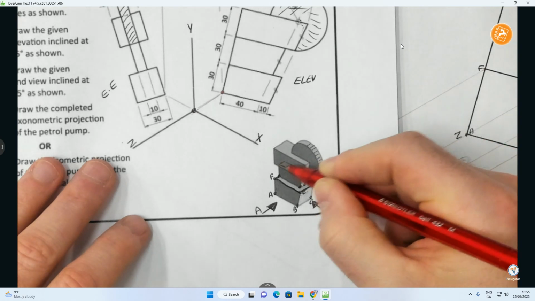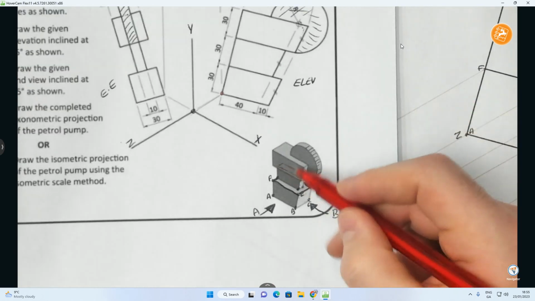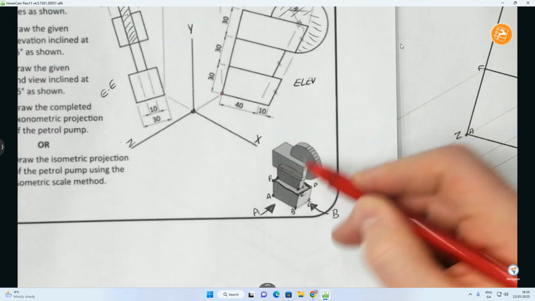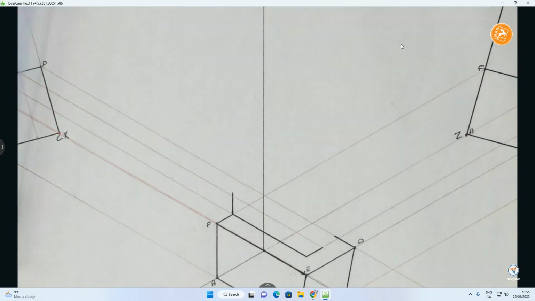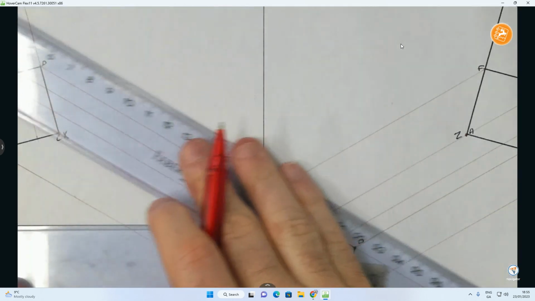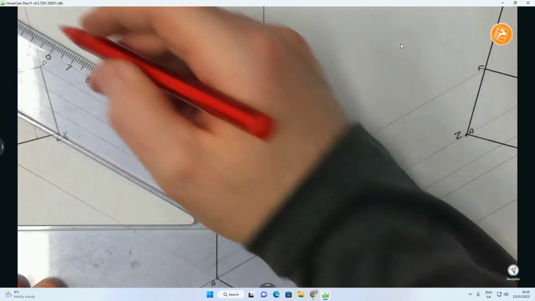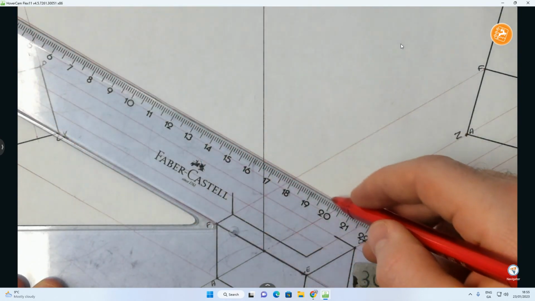Okay, I want to find that top surface there. So how do I find that top surface, even though I don't see it? It's just going to give me a guide, especially for these lines here. So with that top portion, that's going to be where this point and this point are. So what do I do with those? I'm going to have to project them down at 30 degrees. There and there.